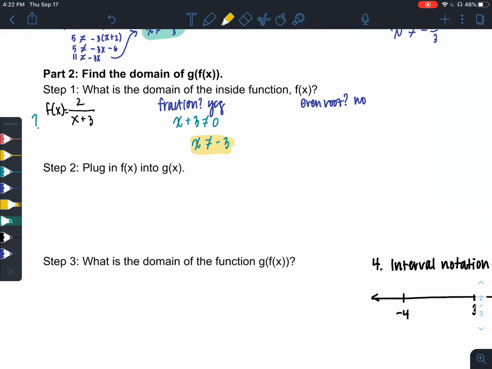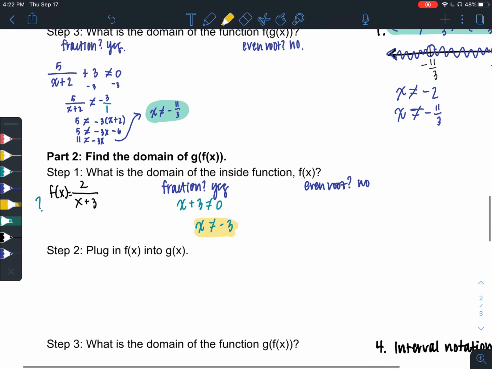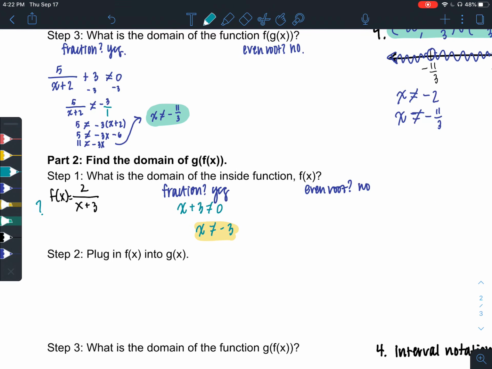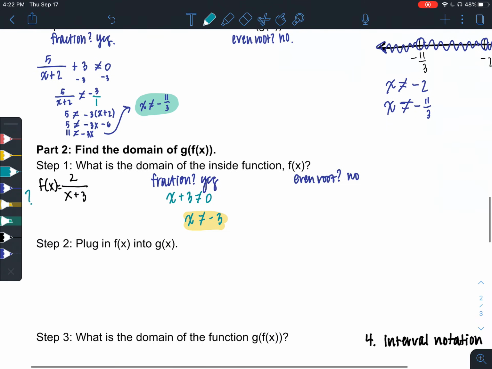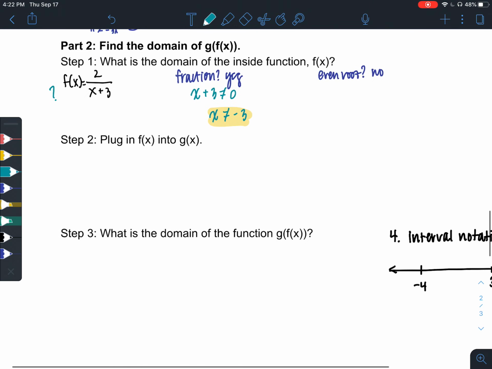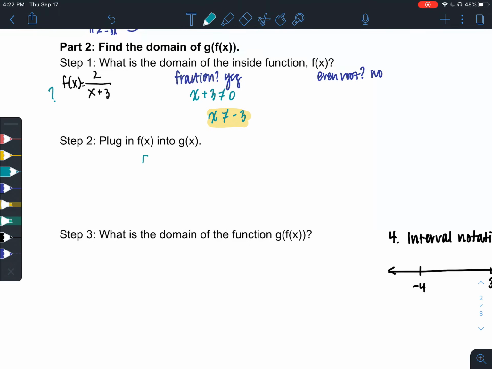Next, we plug f of x into g of x. I'm going to have to look up here to see what that is. g of x is 5 over x plus 2. So we get 5 over x plus 2, and we plug f of x in for that. So that is 2 over x plus 3. Again, you don't need to simplify, but we do need to find that domain.